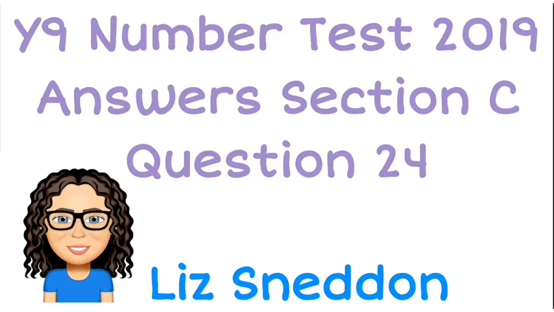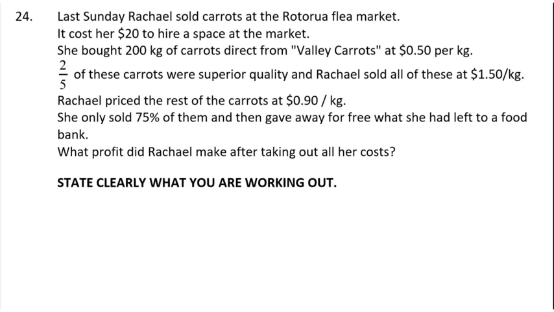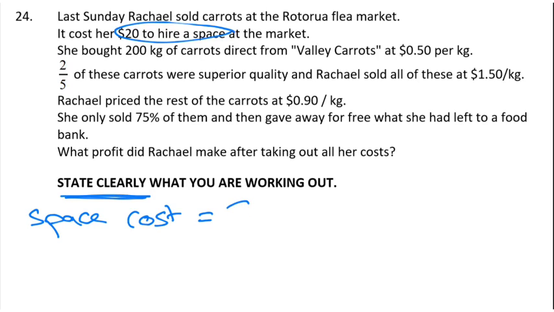Here is question 24. So we've got a whole bunch of things that we need to do some calculations for. So let's break this down into a piece at a time. First of all, it talks about some costs. So we're talking about it costs to hire a space. And note down the bottom, state clearly what you're working out. So I want some labels. So I'm going to put here the space cost, and that's $20.